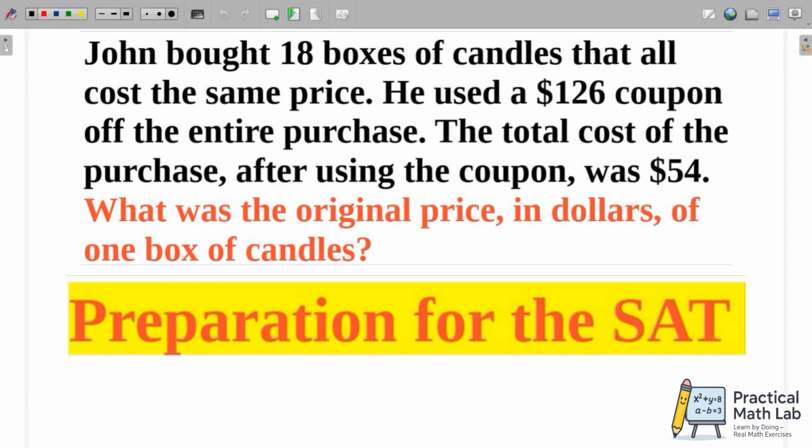Let's get to the preparatory question for the exam. Today we're going to solve 3 questions. Don't miss the last one. Let's start with the first one.